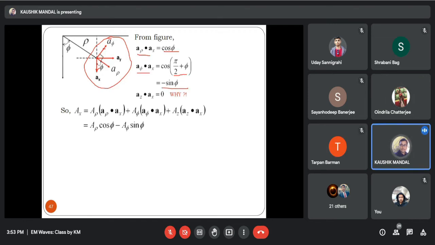Plus phi means minus sin phi. And what about AZ? Minus AZ is the angle between AZ and AX, which is 90 degrees, so it becomes 0. In the same way, up to this we have calculated AX.